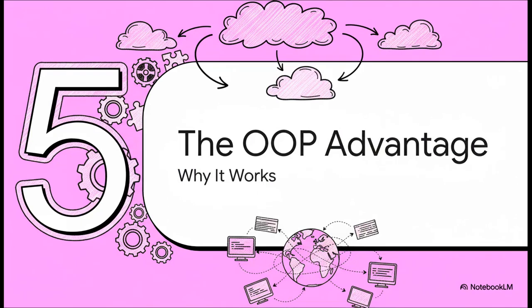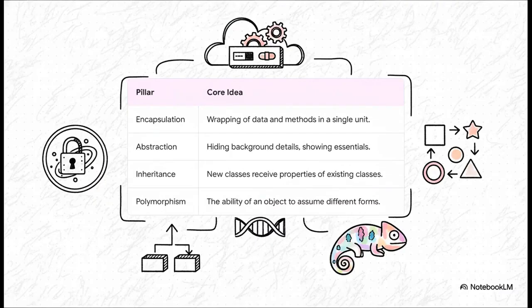So we've covered the 4 pillars. Let's step back and look at the big picture. What is the real advantage here? Why did this way of thinking completely change the game for software development? This table wraps it up nicely.